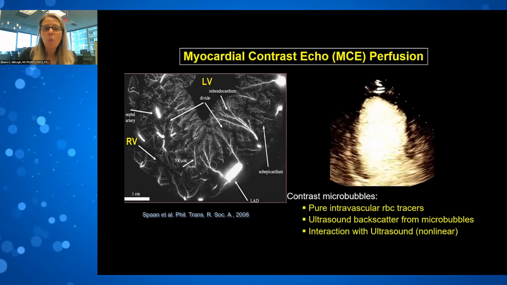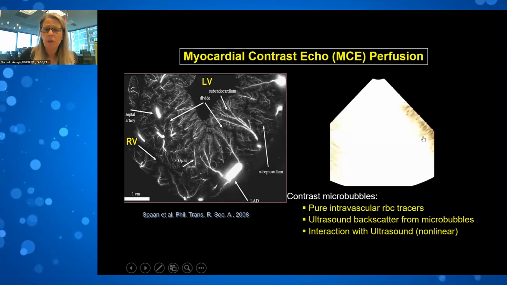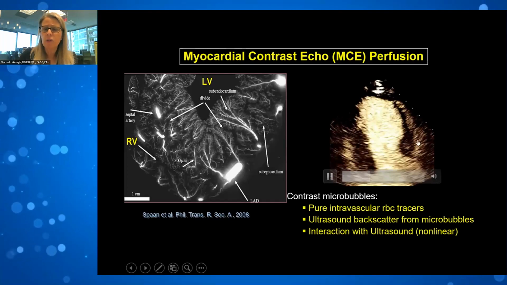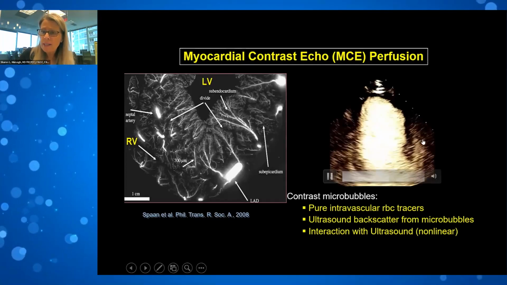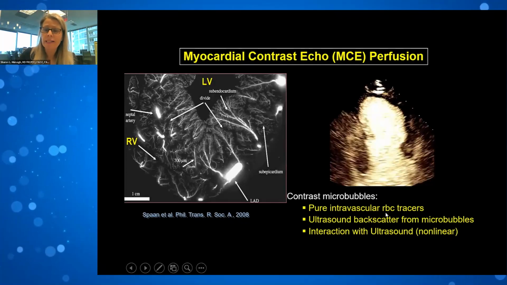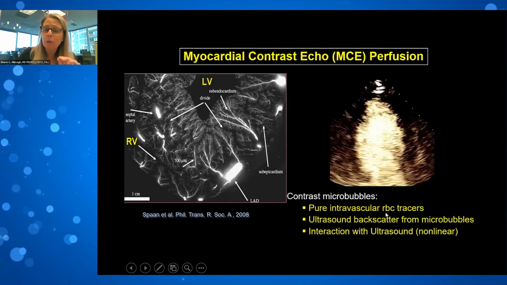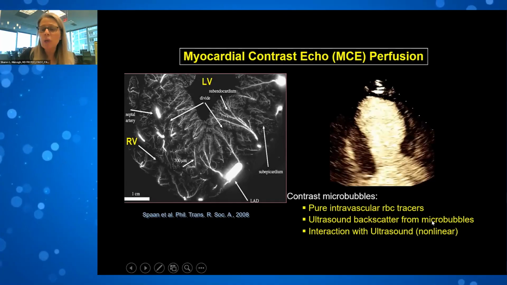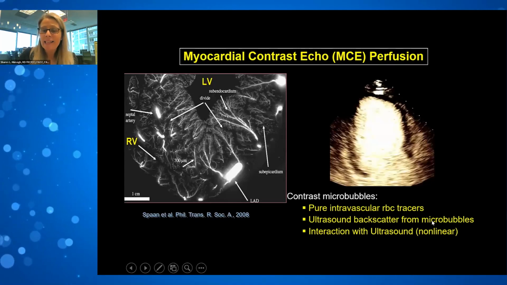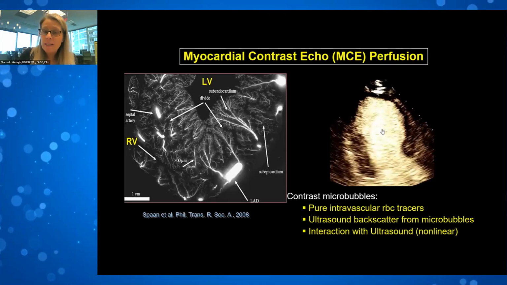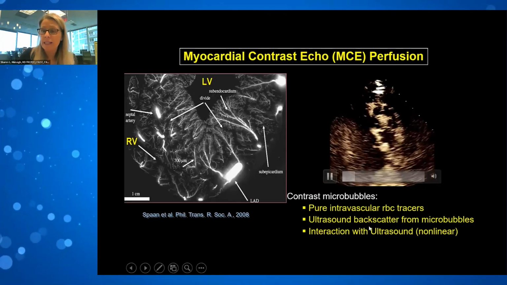Now, a few more words about myocardial contrast echo perfusion. Why does it work so well? Well, with contrast, ultrasound microbubble contrast, the bubbles are pure intravascular tracers. They do not extravasate, and they are very representative of what the perfusion actually is in the microcirculation.